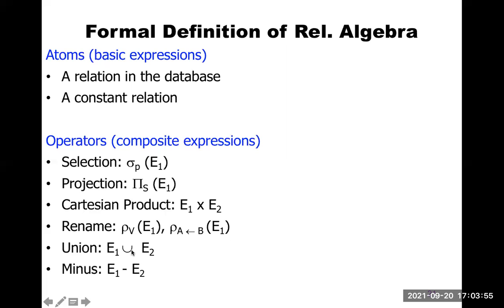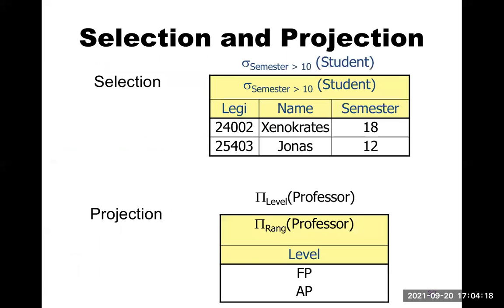Union is a collection of all the records from the first table and adds records from another table. So we just combine records from different tables. And minus is, we want to find only records from E1 that are not present in E2. That's the minus or subtract operation. So let's look at selection, projection, and other operations.